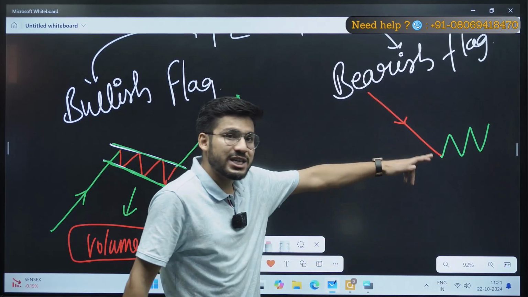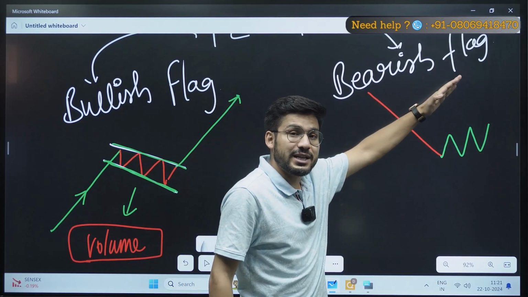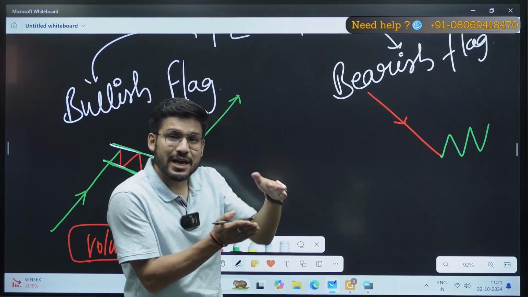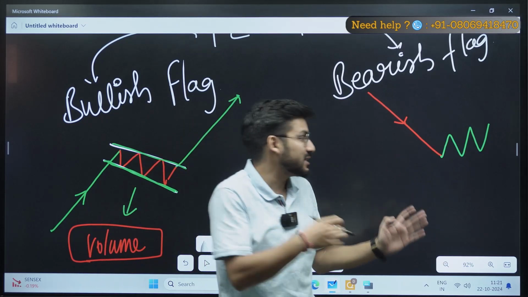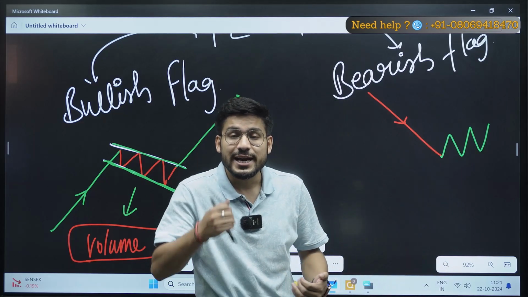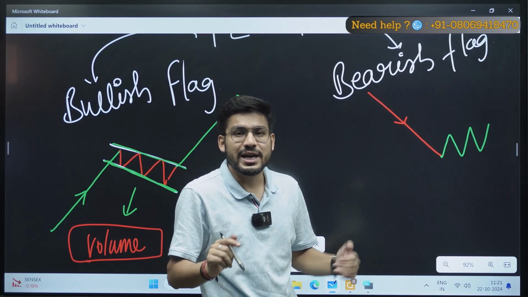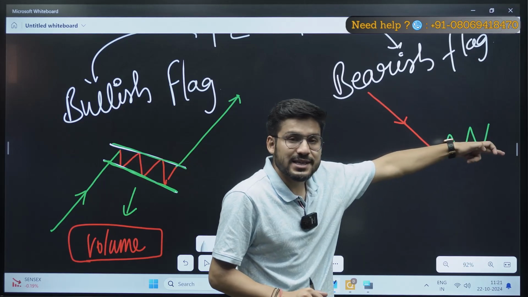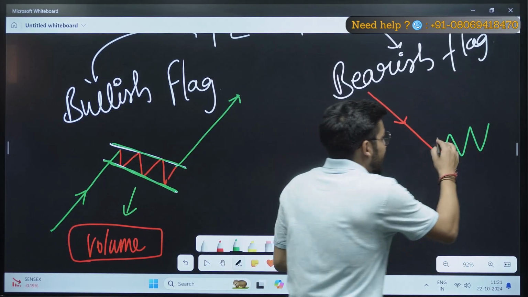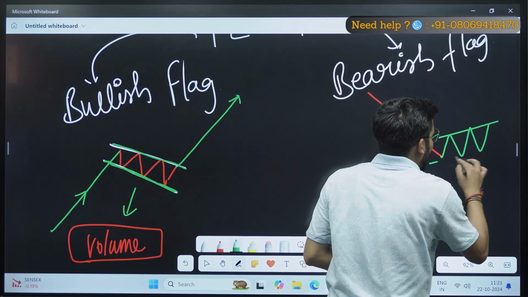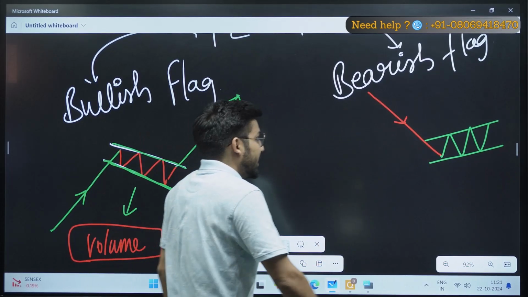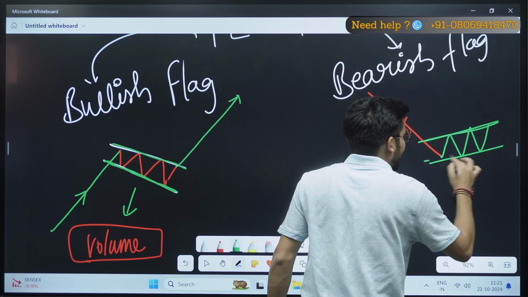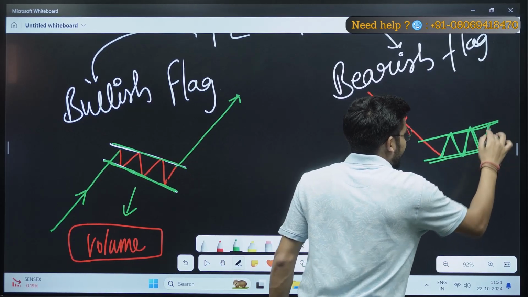Now this momentum can be in the upward direction as well as in the sideways direction. I don't care, but it will not be in the bearish direction. जो market में already movement चल रहा था, it will not be in that direction, right? It can be upward or sideways. And it will also form a channel or flag like this, so it will be making a pattern like this, okay?